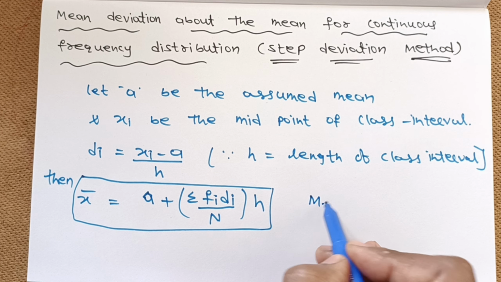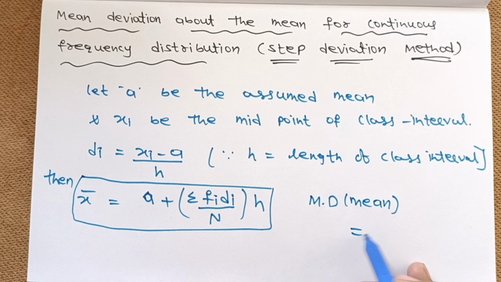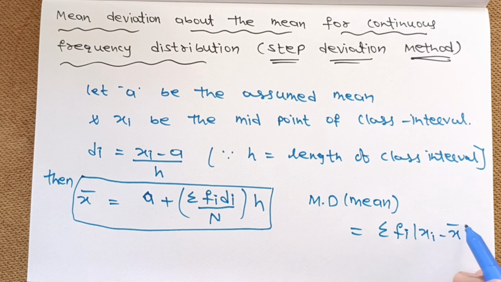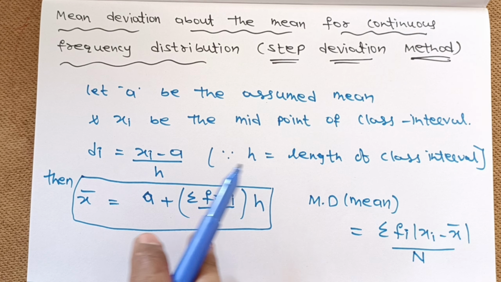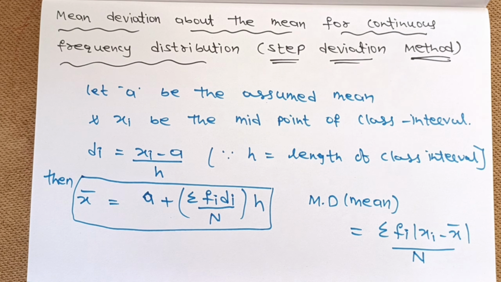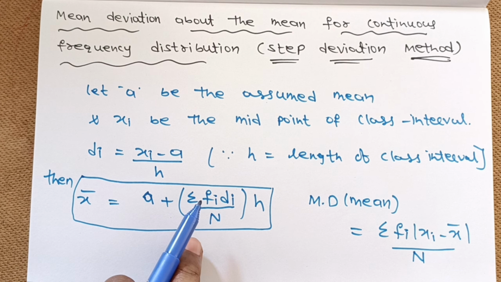Next, mean deviation about the mean. This formula is the same, it doesn't change. That is sigma fi modulus of xi minus x bar, divided by n. This is called the step deviation method or continuous frequency distribution. Based on this we have a few 7 marks questions. We will discuss the problems now.